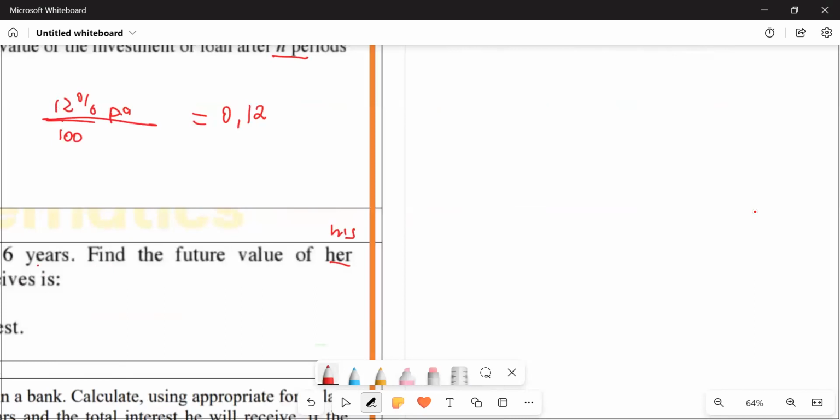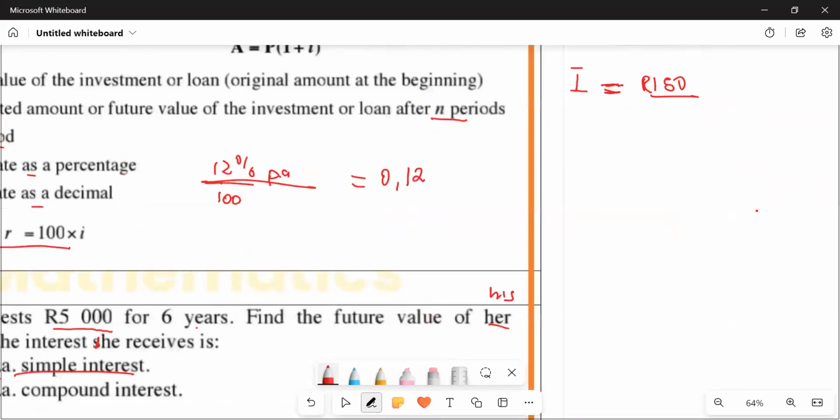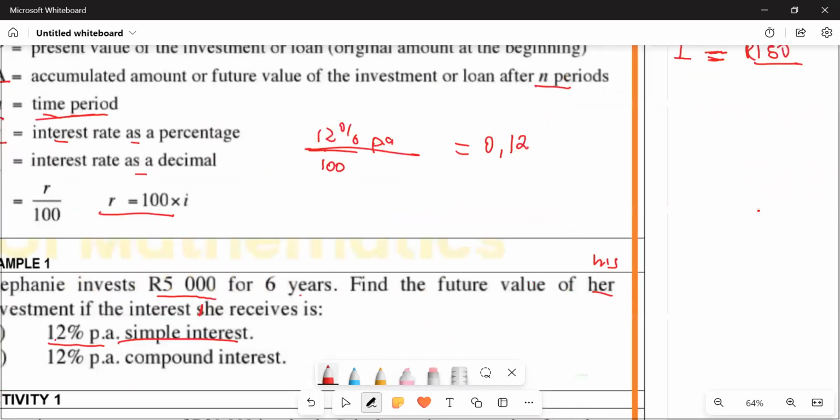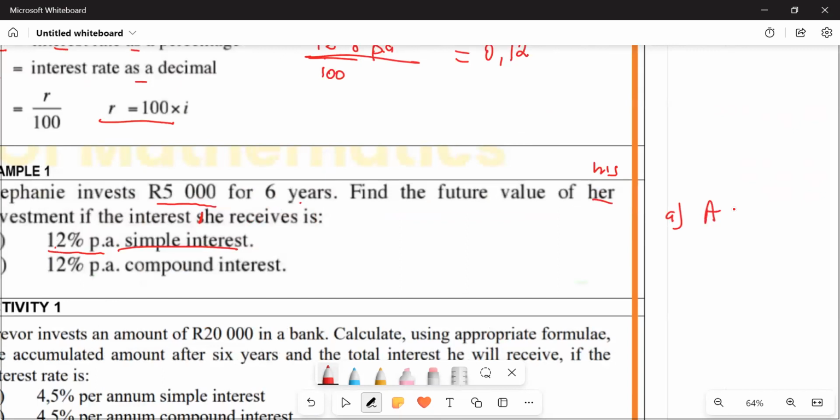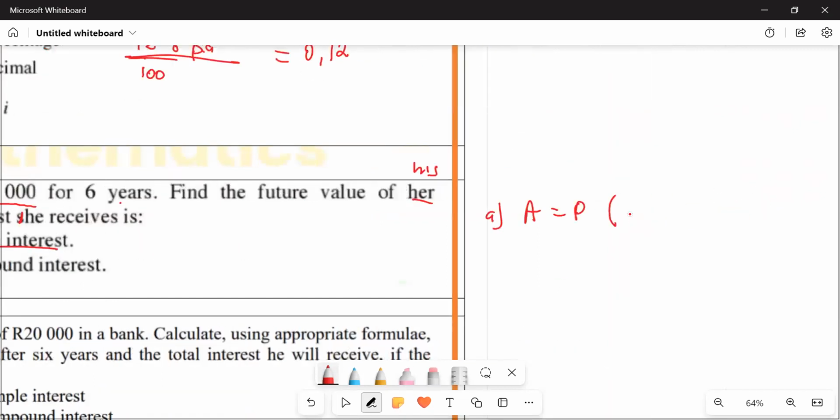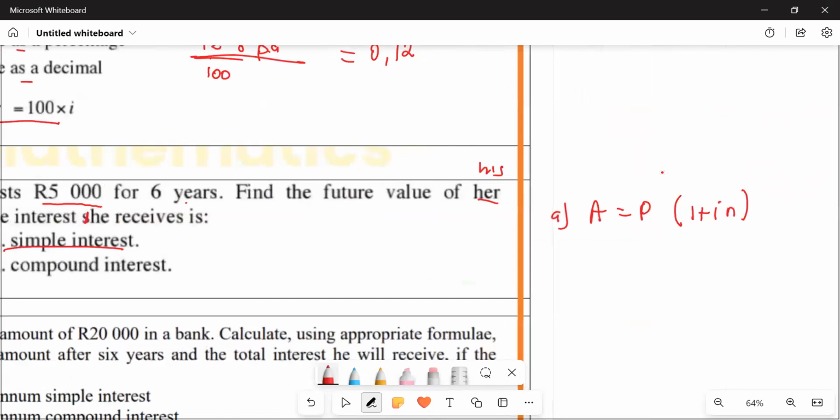So how are we going to do this one? We're going to collect the data. We decide on the formula that we're going to use. For number A, we think we're going to use the formula that says A is going to be equal to P. And then what do we have after that? Open bracket, 1 plus I multiplied by N. Okay, let's go and work now.